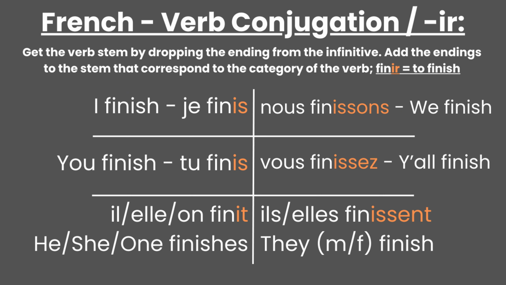Je finis. Tu finis. Il, on finit. Nous finissons. Vous finissez. Ils, elles finissent. Again, because final consonants are silent, some conjugations have the same pronunciation, but different endings when written, like je finis, tu finis, il, on finit.